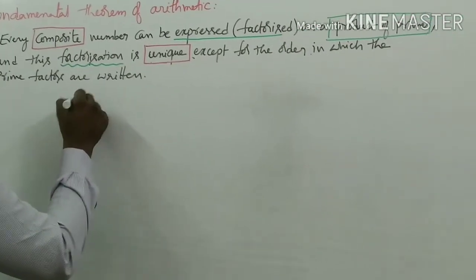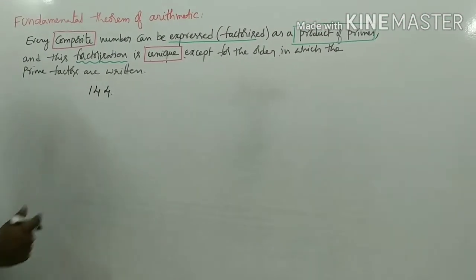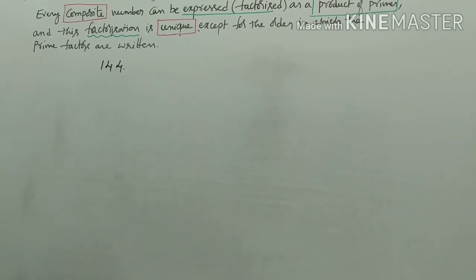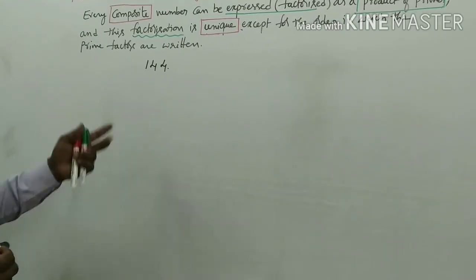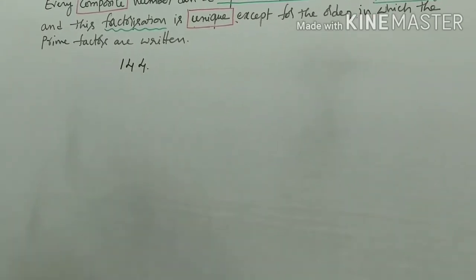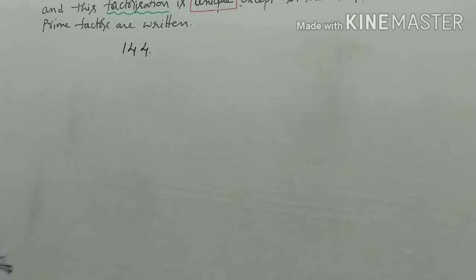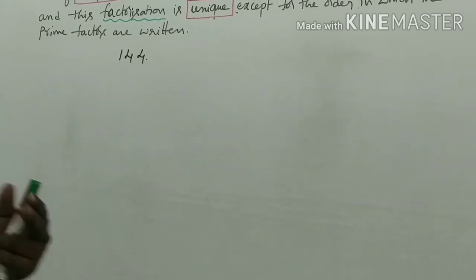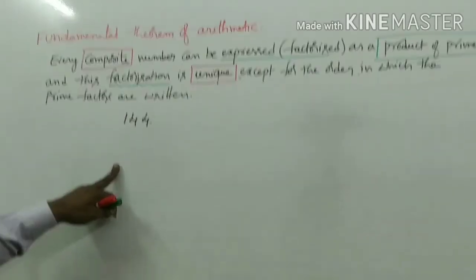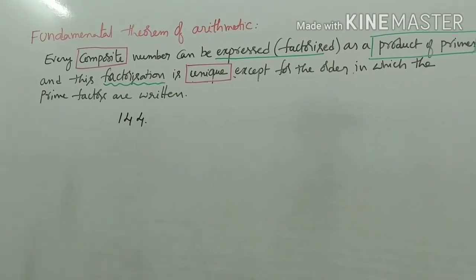Suppose 144. It is not a prime number, it's a composite number. It has more than 2 factors. Composite number means a number which has more than 2 factors. If it has only 2 factors, one and itself, then it is called a prime number. More than 2 factors, it is called a composite number.